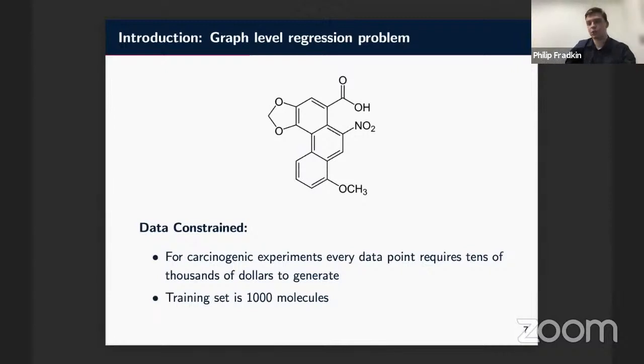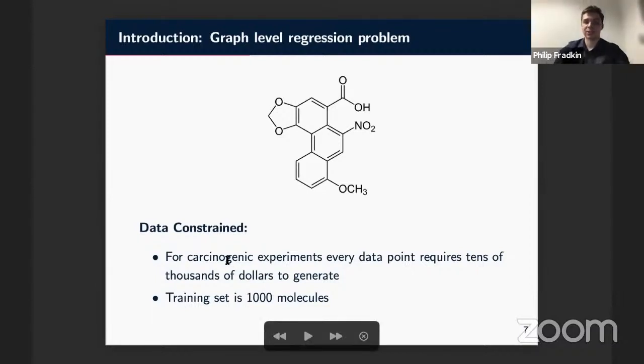At its core, carcinogenicity prediction is a graph-level regression problem. Given a molecular graph, you want to be able to indicate how carcinogenic it is, meaning at what dose the animal will start developing tumors.